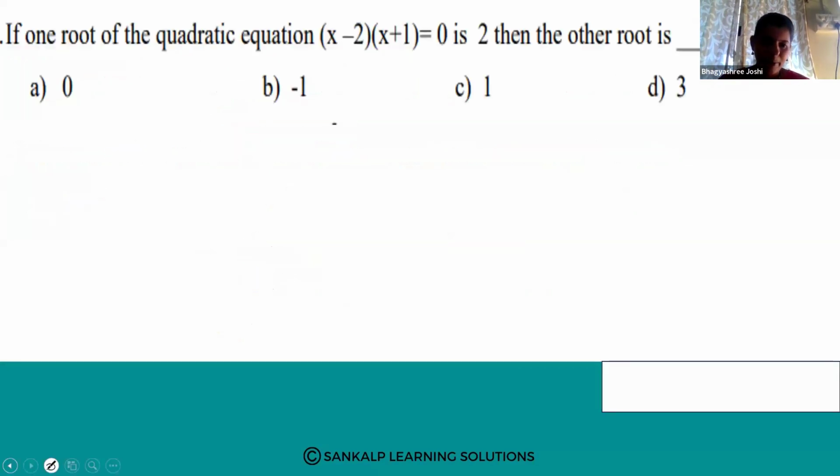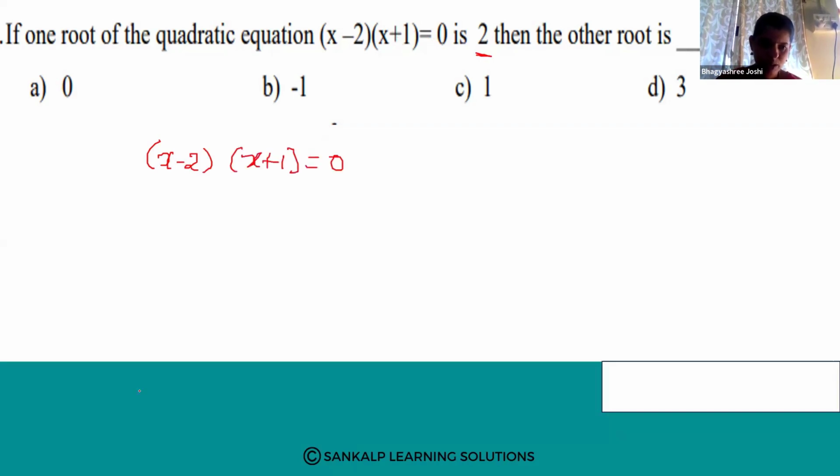Next. If one root of the quadratic equation is 2, then the other root is? They have given the quadratic equation, in which one root is 2, and they have asked us to find the other root. How many roots does a quadratic equation have? Two roots, maximum 2. So x minus 2 into x plus 1 is equal to 0. One minute.